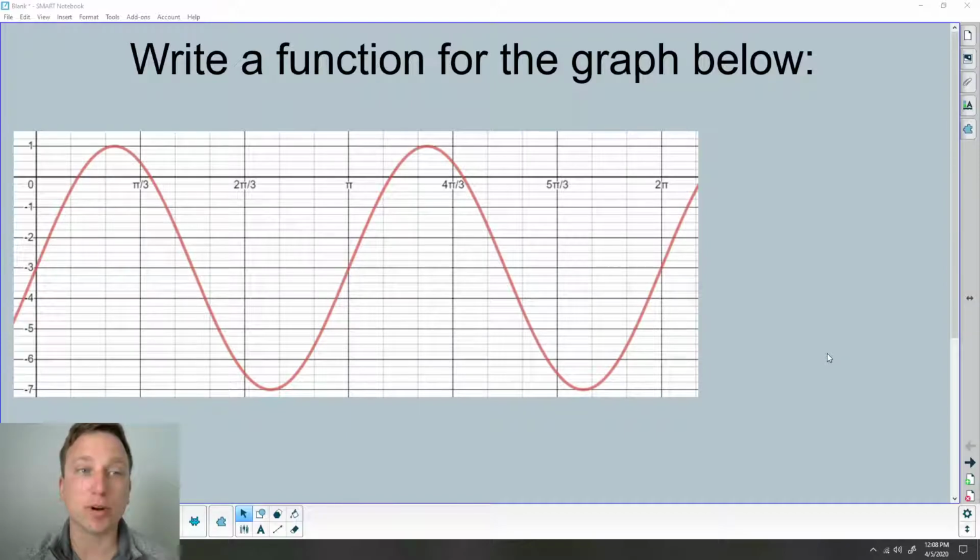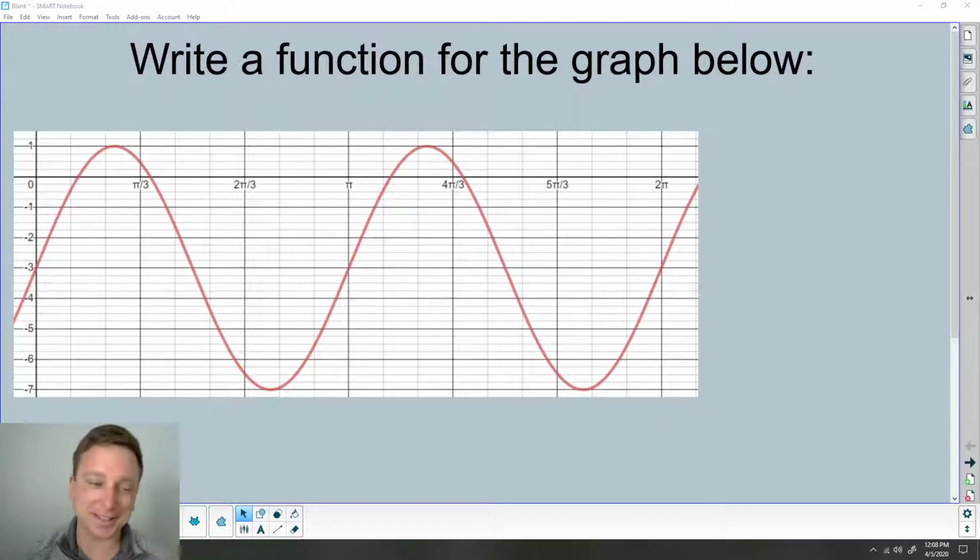In this problem we're writing a trig function for a graph, so we're working backwards here. We're given a graph and writing a function for it. What I'd suggest again you do is pause the video at this point, work through the problem, see how far you can get, see what questions or what you notice and wonder about working through this problem.